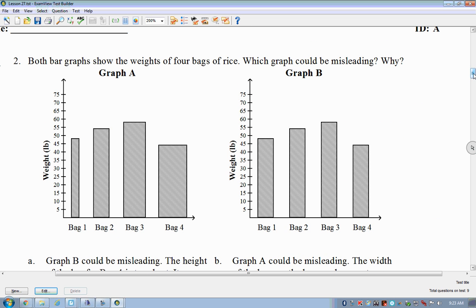All right. 2, both bar graphs show the weights of 4 bags of rice. Which graph could be misleading? Okay. We have weights. 5, 10, 15, 20, 25, 30, 35, 40, 45, 50 seems okay. Are scales and weight the same? Yes or no? Yeah? Okay. We have 4 bags on either side. Okay. Tiffany.